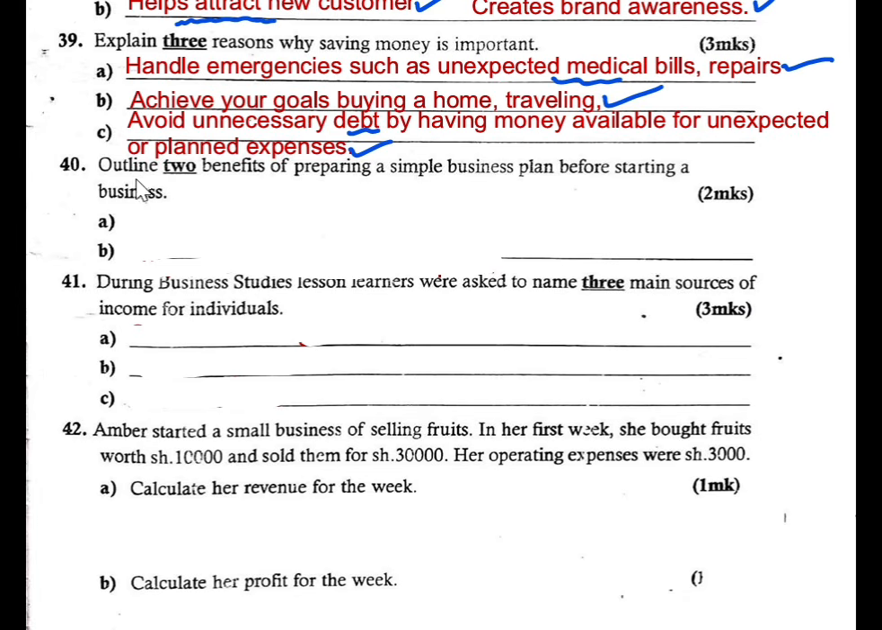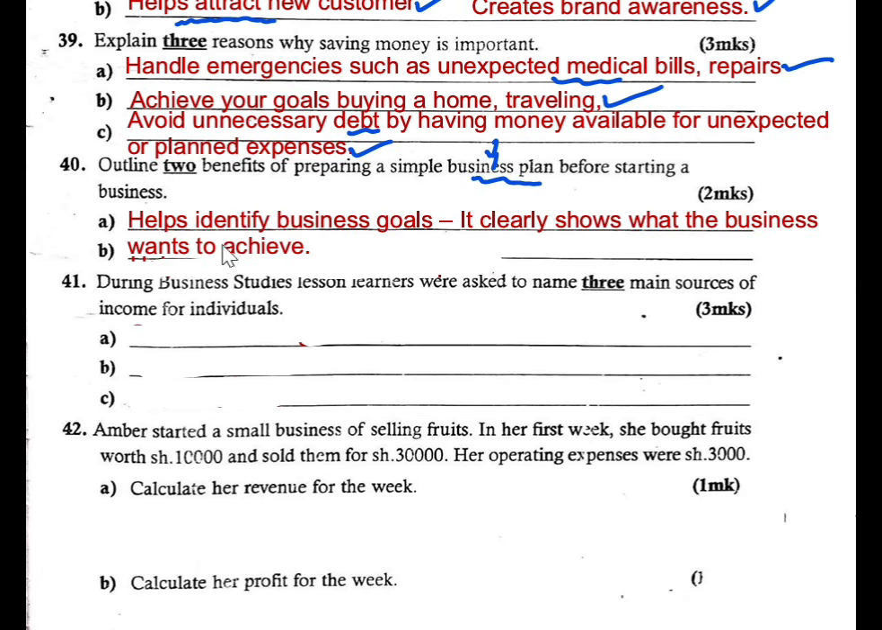Question number 40. Outline 2 benefits of preparing a simple business plan before starting a business. So you need a business plan. Hii tumesoma grade 9. Nisaidia aje, benefits ya business plan ni gani? One, it helps you to identify business goals. Unataka nini? What are your goals? It clearly shows what the business wants to achieve. Number 2, it helps to estimate the capital required to start the business. So business plan itakwambia I need, for example, maybe 20,000 to start my business. And therefore, it is very helpful to help you estimate the capital required to start and run the business.